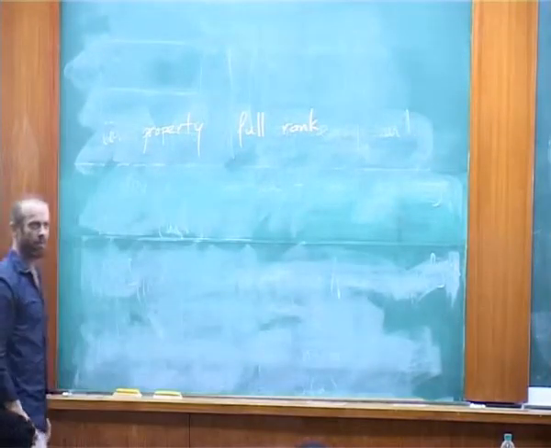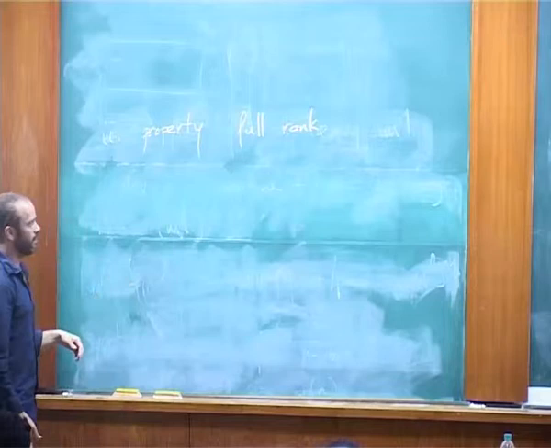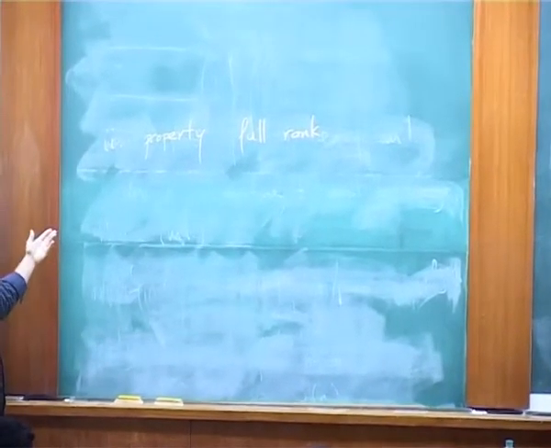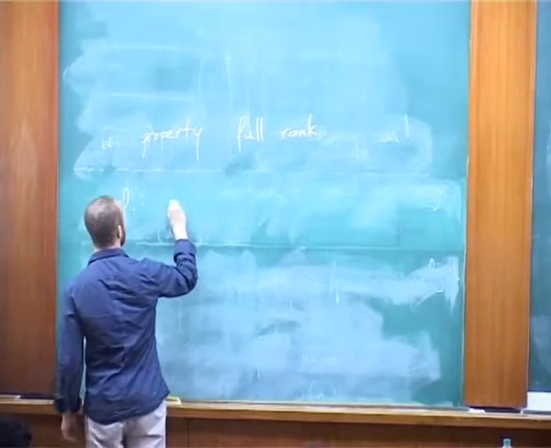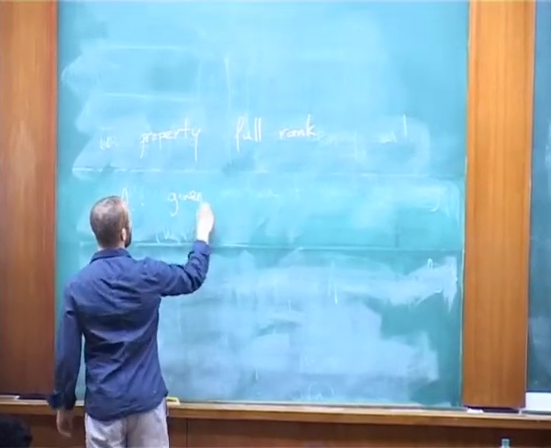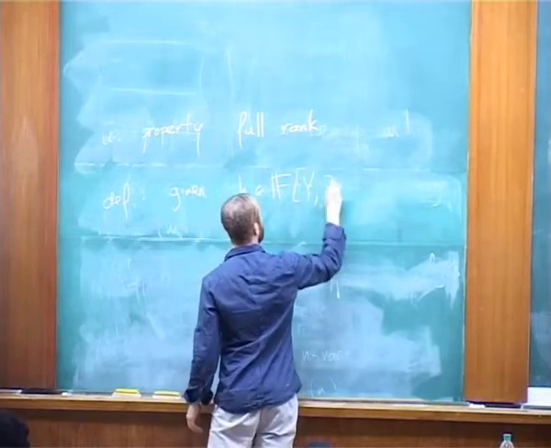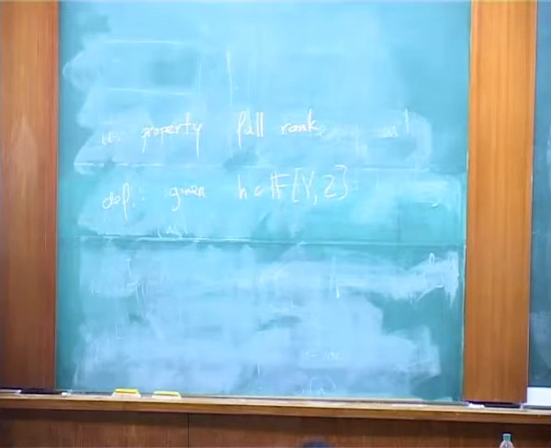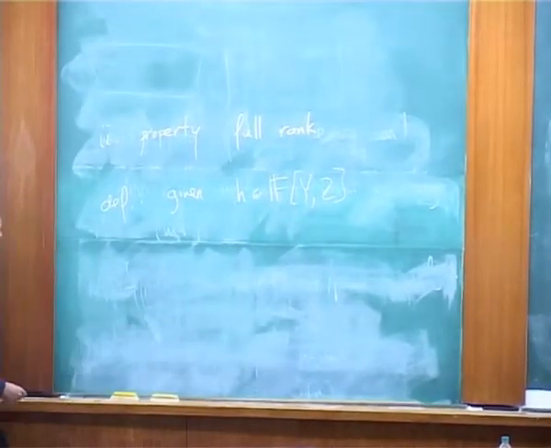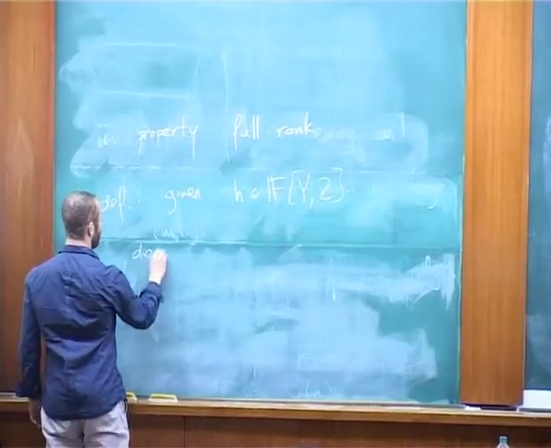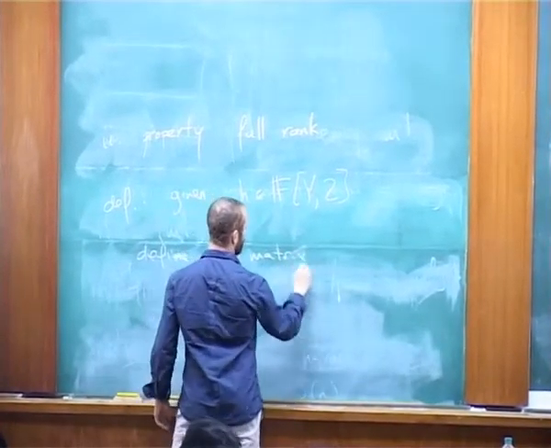This is the name. It's a property of polynomials. So I want to define this property that will guarantee a lower bound. And to do this, I have to first define a definition: given a polynomial h in two disjoint sets of variables, Y and Z, we can define a matrix, M of h.